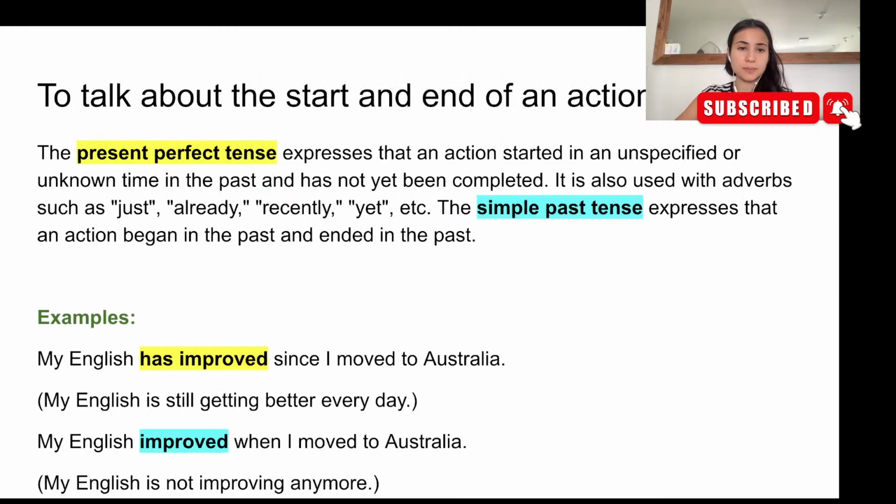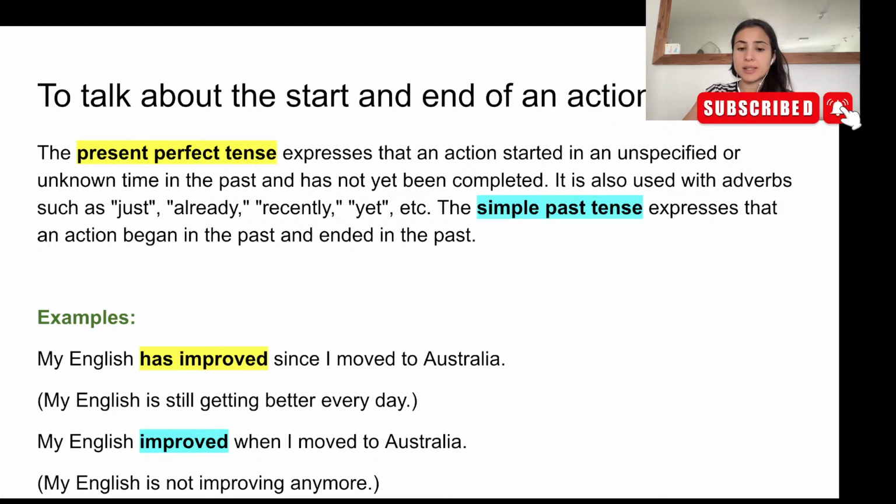Okay. Next one, to talk about the start and end of an action. The start and end of an action. The present perfect tense expresses that an action started in an unspecified or unknown time in the past and has not yet been completed. Okay? It is also used with adverbs such as just, already, recently, and yet. We use these adverbs quite a bit with the present perfect tense, and now that I've mentioned this to you, you'll probably start to notice it a bit more.